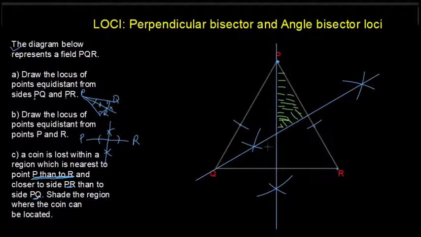So once that is done, now that is the region where the coin can be located. So we are told that a coin was lost somewhere within the triangle, but the conditions are where the coin can be found is closer to P than R and closer to PR than PQ. So we are asked to shade that particular region within the triangle. So that is it. The region in green is the required region.